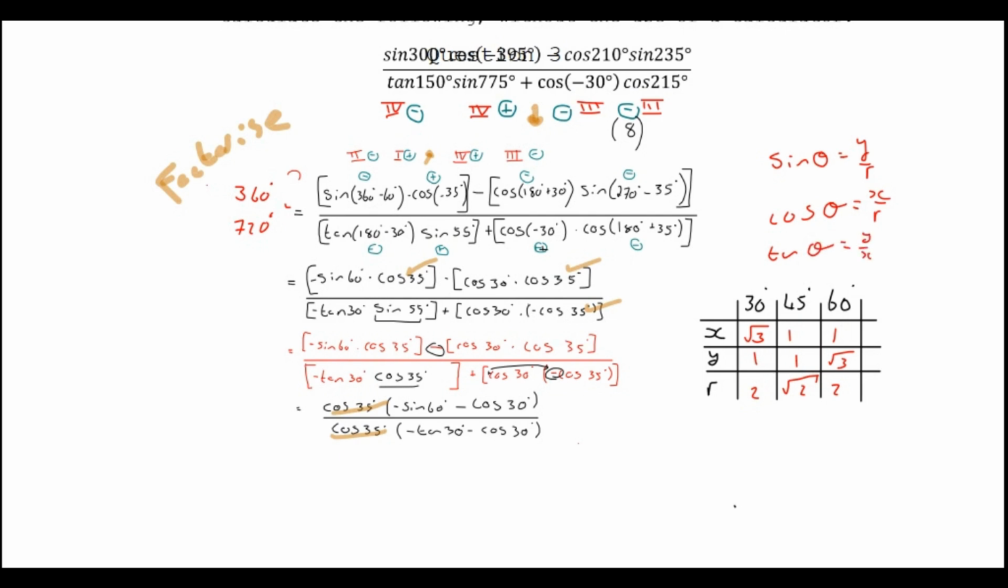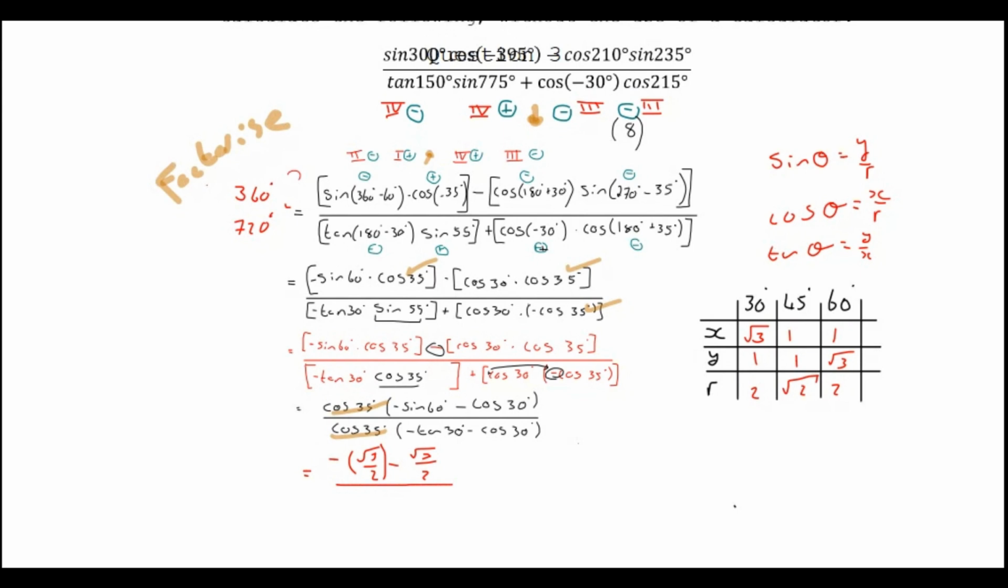We have negative sine of 60, which means we could say minus times what is sine of 60? Well, here at 60 degrees, we have y, which is root 3, and r, which is 2. So let's simply write it in. That becomes root 3 over 2. Minus cos of 30, well, cos at 30 degrees is x, root 3 over 2. Root 3 over 2. So I'm just going to close this bracket here quickly. Over. Now let's take a look.